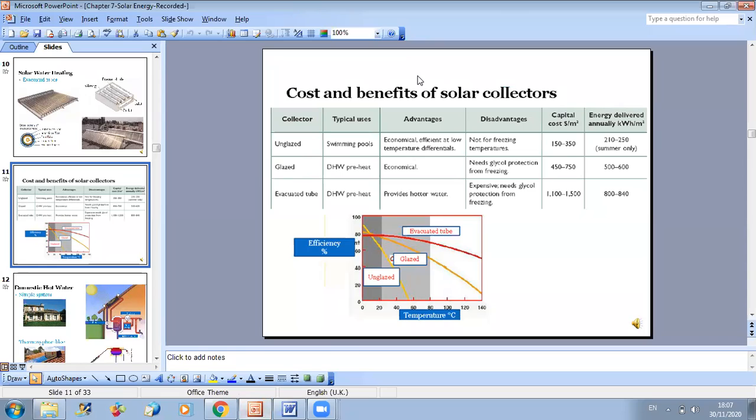Okay, so here in this graph, you have the efficiency of the three types varying with temperature. If you look at zones of low temperature, and you are working at relatively low temperature, in this zone between 0 and 20 degrees, you can see that the most efficient type is the unglazed one, which is in yellow here, if you see it here.